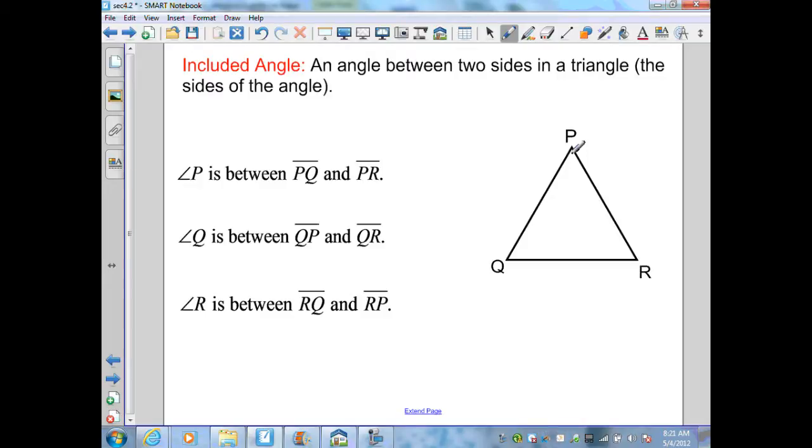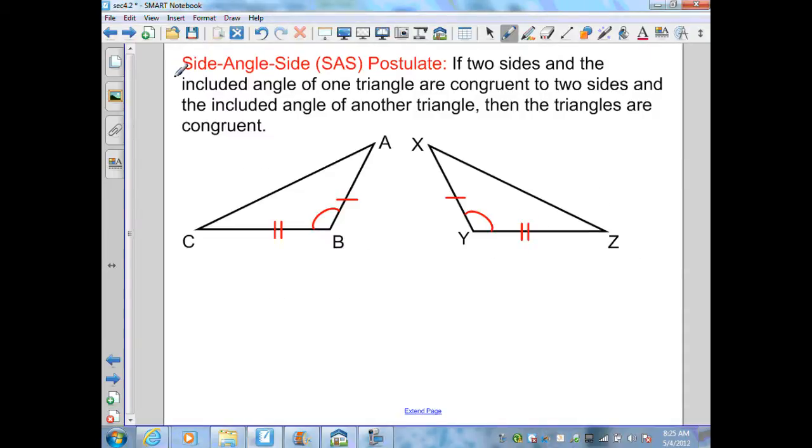Angle Q is between QP and QR. Those are sides of the triangle, but also are the segments of the angle. And finally, angle R is included between the sides of the triangle RP and RQ. And RP and RQ are also the segments that form that angle. Another way to look at it is the same way we identified the previous included sides. It's sandwiched in between the sides of the triangle or the segments that form that angle. We needed that definition to use our next shortcut to prove triangles congruent.